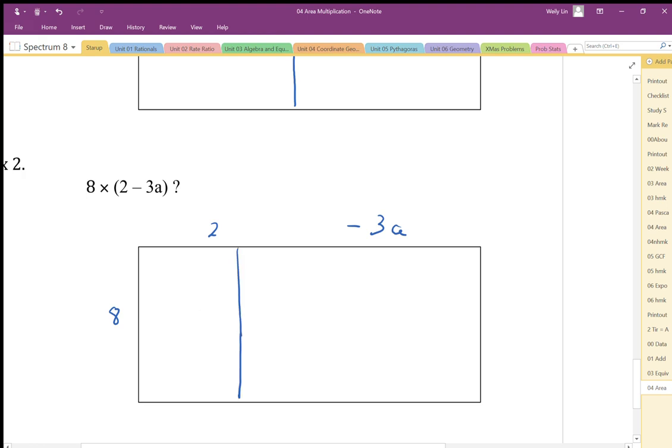This rectangle here is 2 times 6, so this area is 16. And this area in here really is just 8 groups of -3. So we can have 8 layers of -3. Again, I could draw in my pieces here. I can draw my layers. There's 2 this way, and I can have 8 this way.